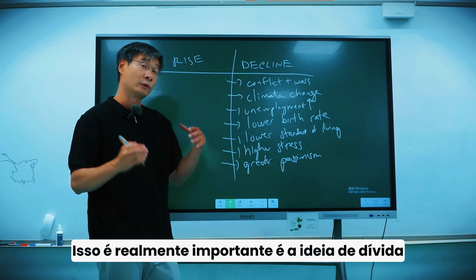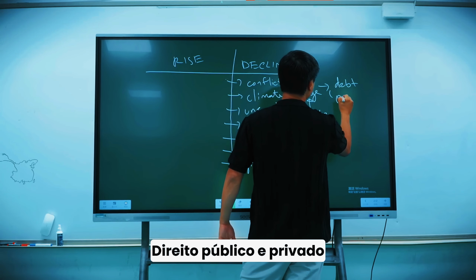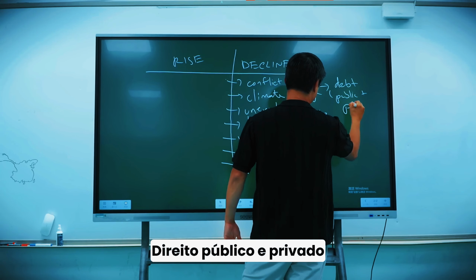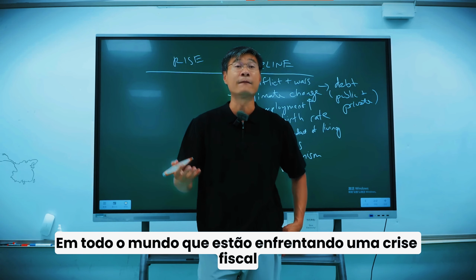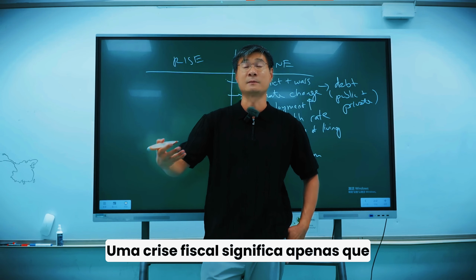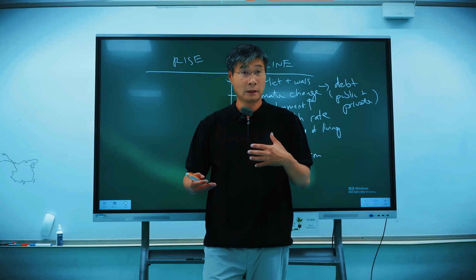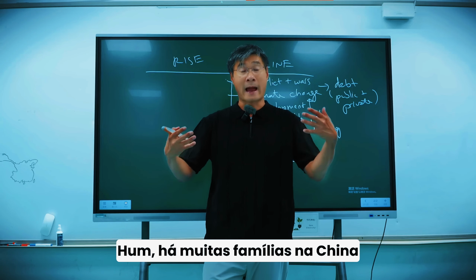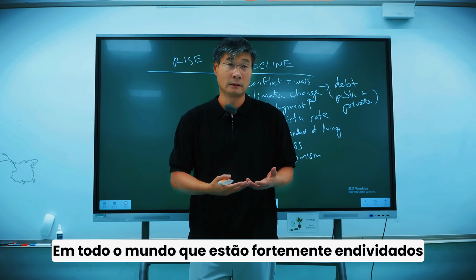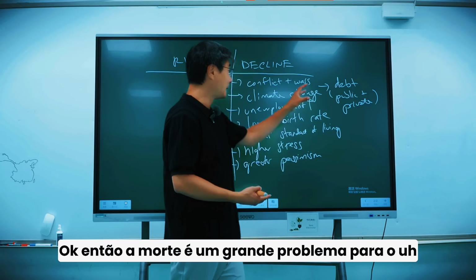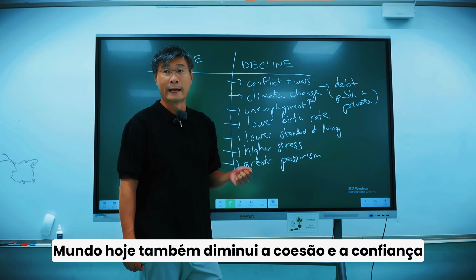Also, and this is really important, is the idea of debt, both public and private. There are lots of governments around the world that are facing a fiscal crisis. A fiscal crisis just means that they spend more than they take in tax revenue. There are many families in China, in the United States, throughout the world that are heavily in debt. So debt is a huge issue for the world today.